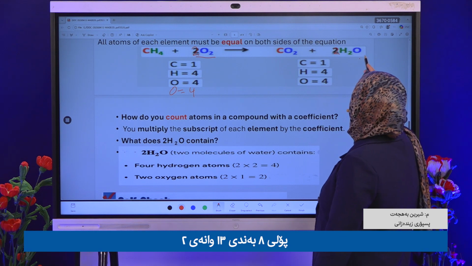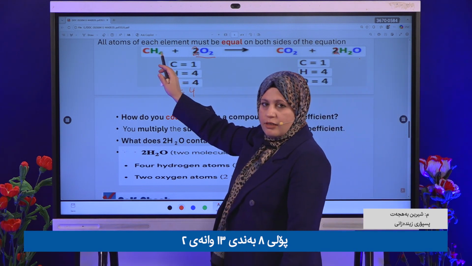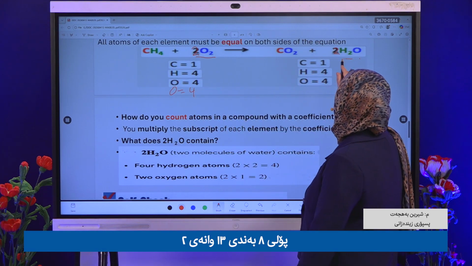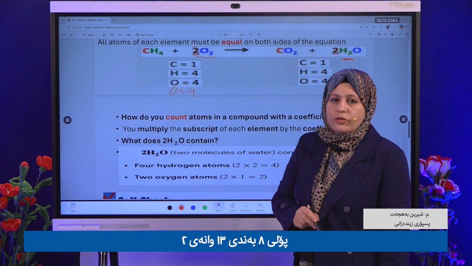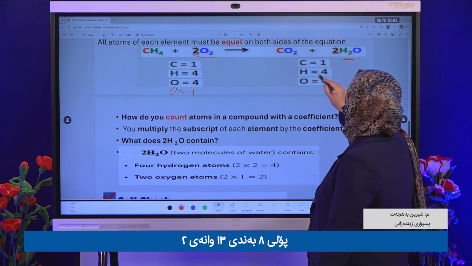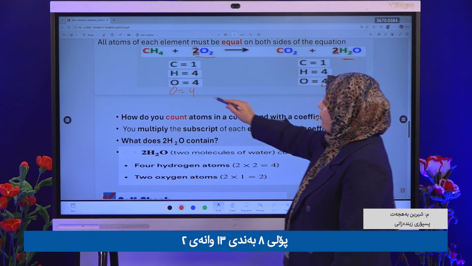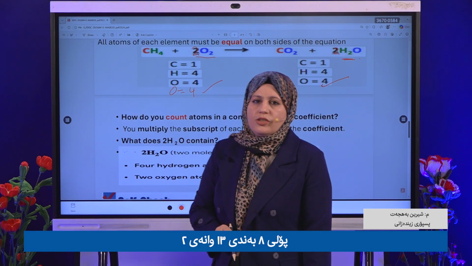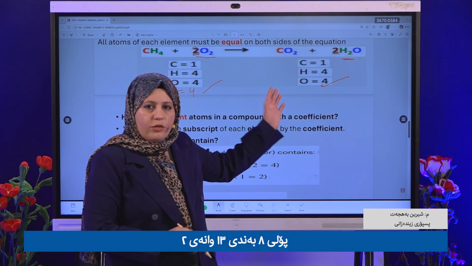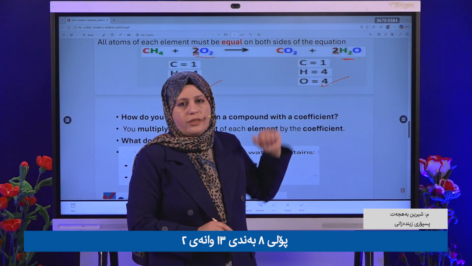H2 and oxygen. Why? Because hydrogen was 4 here, but hydrogen here is 2. That's why we added 2. So H times 2 will be 4. What about oxygen? Oxygen is 4, oxygen is 4. That means this equation is now balanced. The number of atoms in the reactant is the same as in the product. Clear?